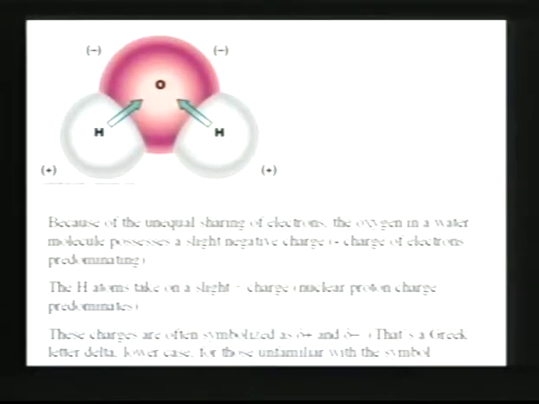Your book doesn't do this, but in other books, these charges are often symbolized as a delta plus and a delta minus. This is a lowercase Greek letter delta. All right, so we use delta plus and delta minus to indicate a partial charge rather than a full charge. You'll see me do that sometimes in class, so you probably ought to be aware of what that means. All right, so we have charges on these water molecules.